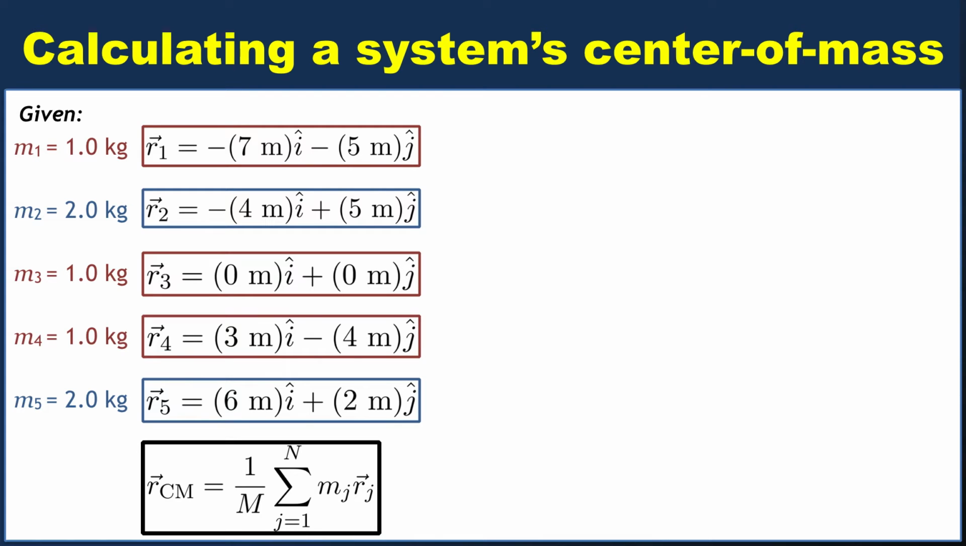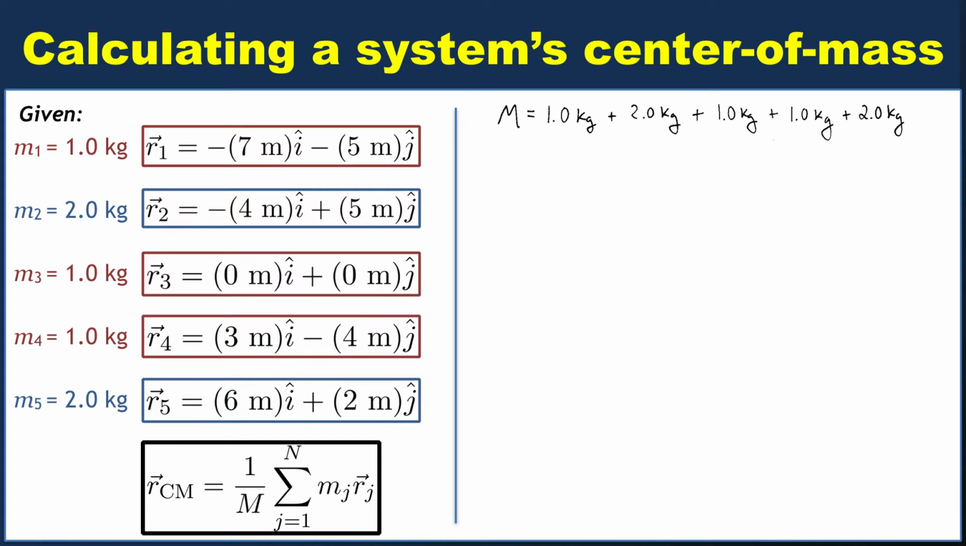First step, easiest calculation you'll do all day, is just to calculate the total mass. So that ends up being 1 plus 2 plus 1 plus 1 plus 2 kilograms, which gives us a total of 7 kilograms. That's the total mass, and I'll write that over on the left. We'll need that later. Now let's go through and calculate each individual mass times its corresponding position vector.